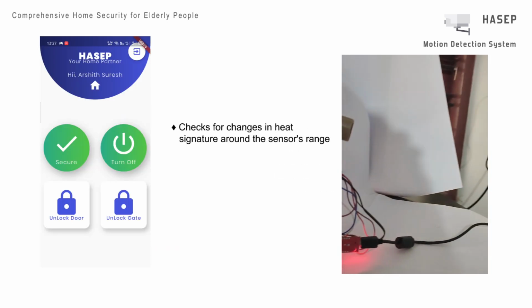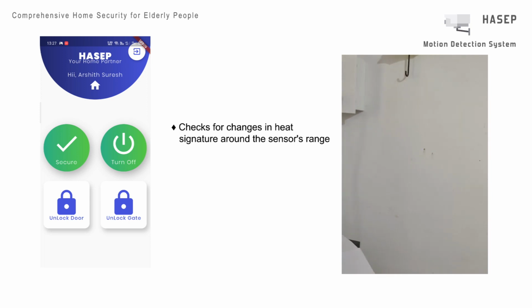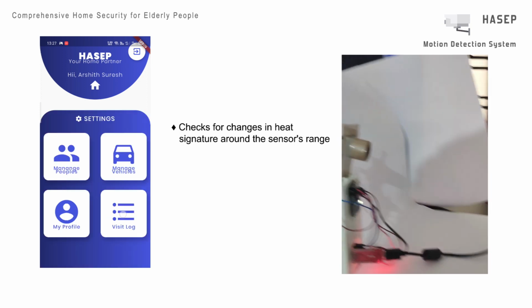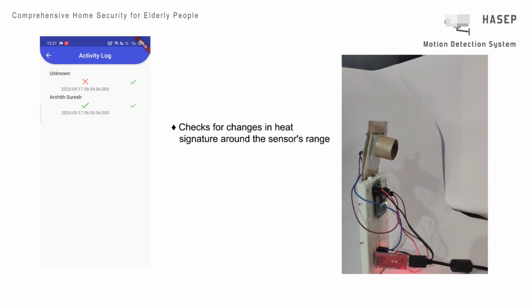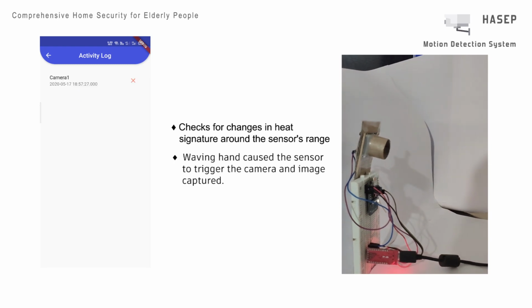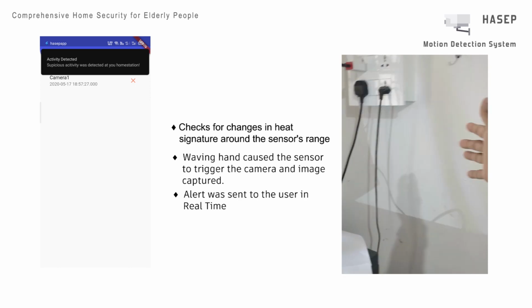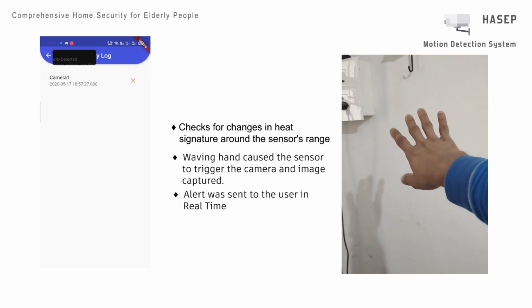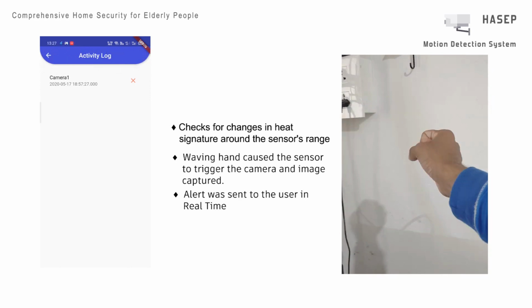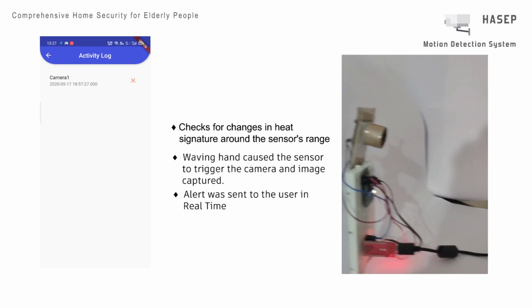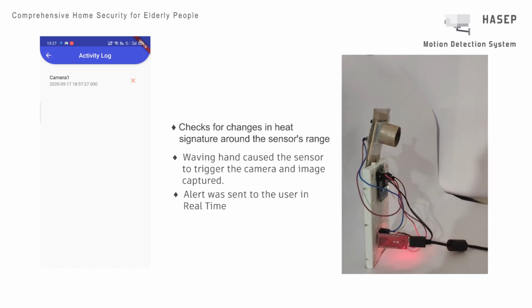The system is now active and checks for any change in heat signatures. As there is no movement of a warm body, the system is idle. But when the system detects a movement of a warm body in the range of the sensor, the system triggers the camera, as you can see by the camera flash, and stores the captured image to the SD card. The app also has been notified about the detection in real time.